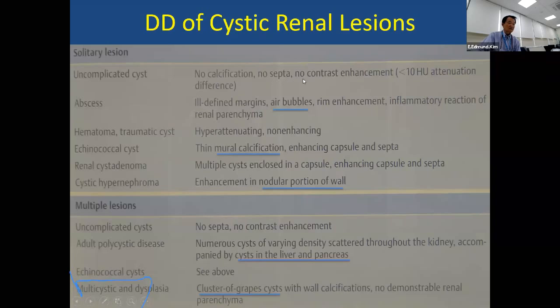An uncomplicated cyst has no contrast enhancement at all, no septa. An infected one has ill-defined margins and air bubbles. And a complicated cyst, such as a traumatic cyst, may show some calcification eventually. And the most important thing is the differential: cystic nephroma, renal cell cancer. That's a problem. Enhancement in nodular shape in the wall, particularly the periphery. And then multiple lesions, usually polycystic kidney, echinococcal cyst.